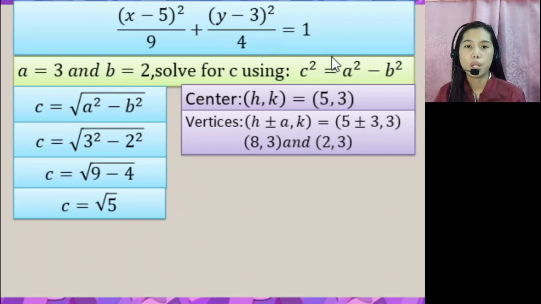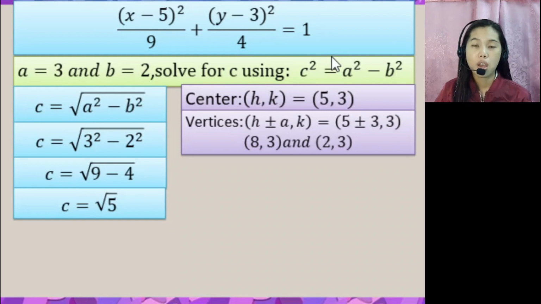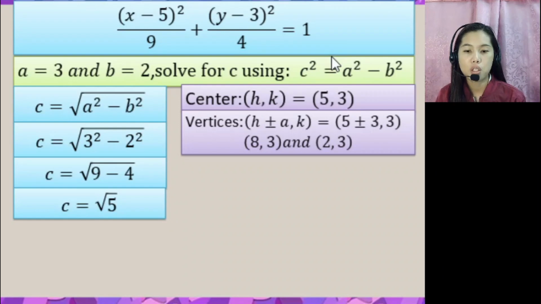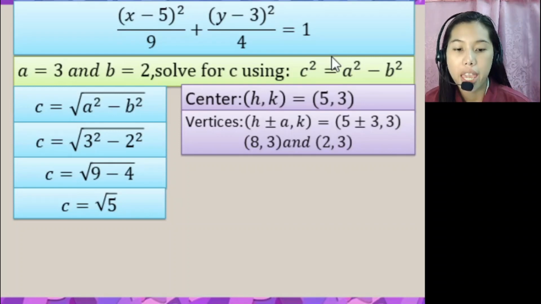In our standard equation, our bigger denominator falls under x, right? Which means our major axis is horizontal, or it is parallel to the x-axis, because 9 is bigger than 4. Which means for your vertices and your foci, we will be changing our x values. Okay, so we have 5 plus minus 3, 3. So 5 here is our h, and our 3 here is our a.